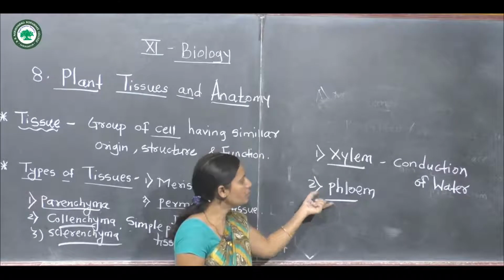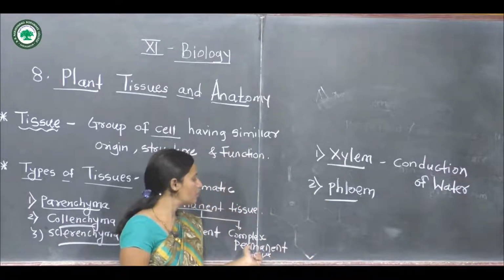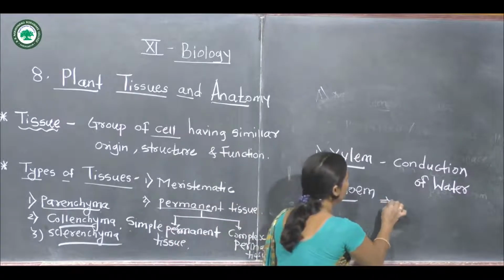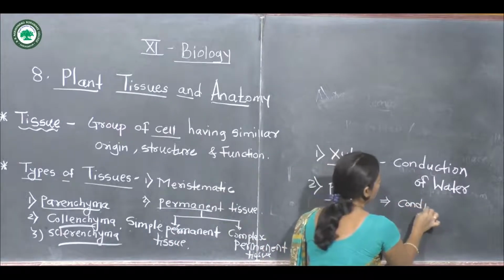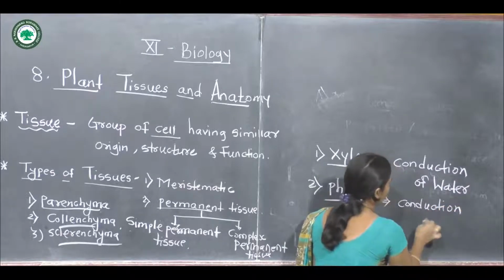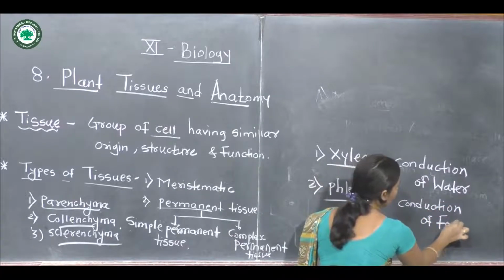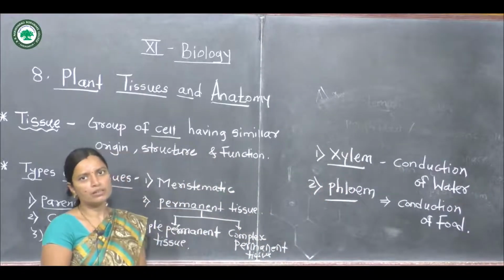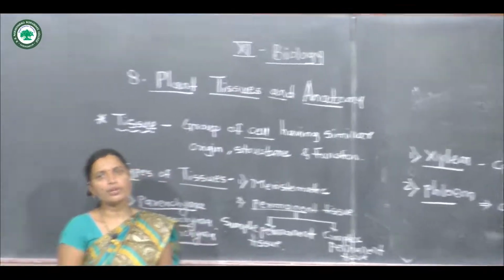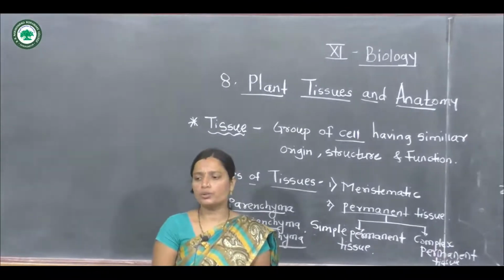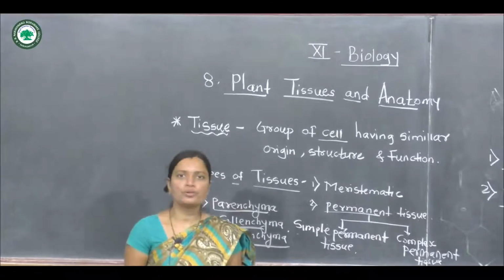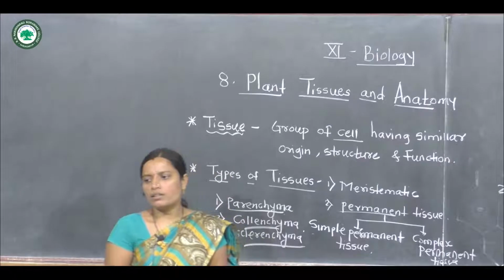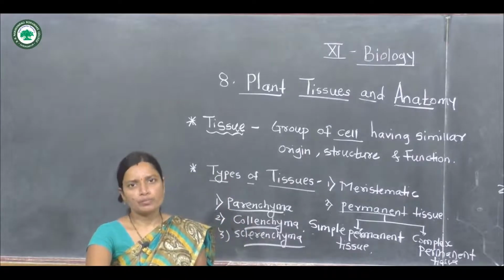And the other complex permanent tissue found in plants is phloem. Now this phloem is most important for conduction of food. These are the two important tissues present in the plants. Now the first one, meristematic tissue. This meristematic tissue is most important for cell division. Now these cells show a high rate of multiplication.